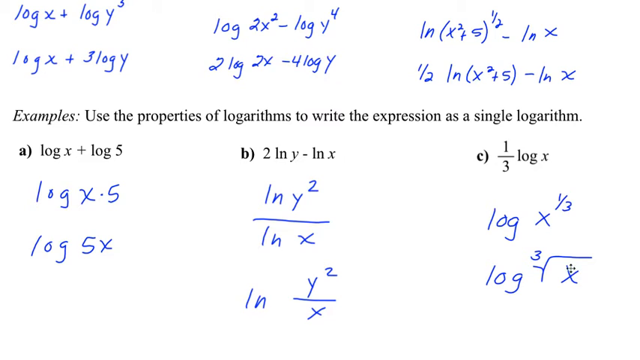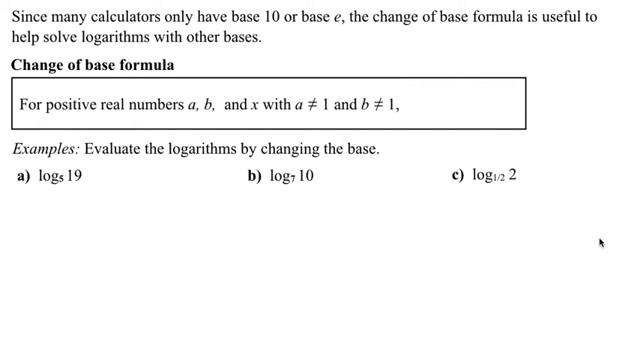Just watch your directions and see what form they would like your answer. This would be considered exponential notation. This one is called radical notation. If it's not specified, either is fine. All right, so your calculators, we've talked about this. We have a base 10 or a base e on your calculator. That's the only base your calculator can do.